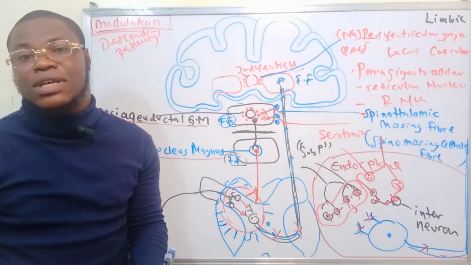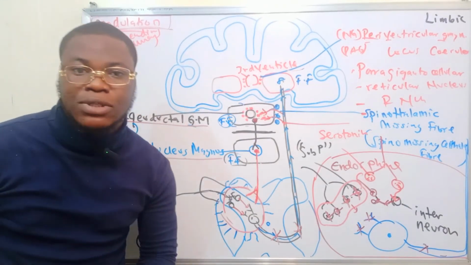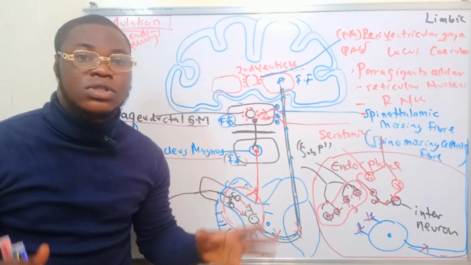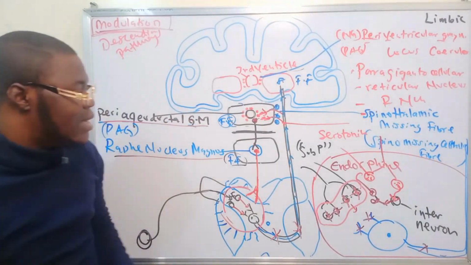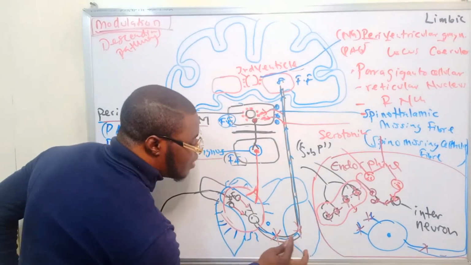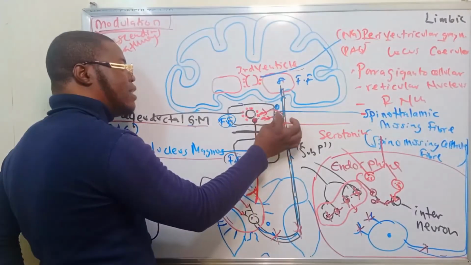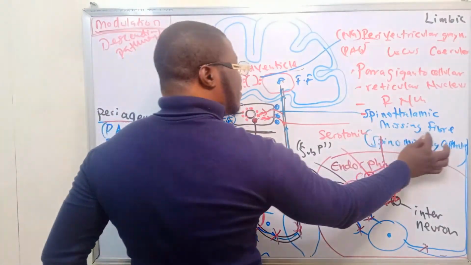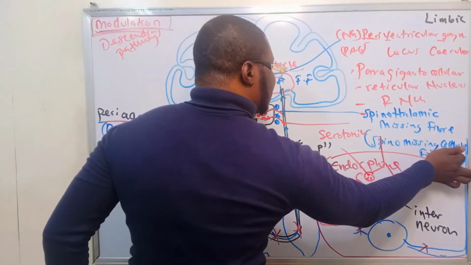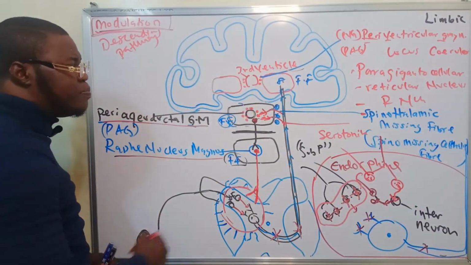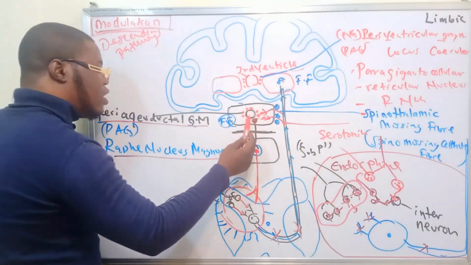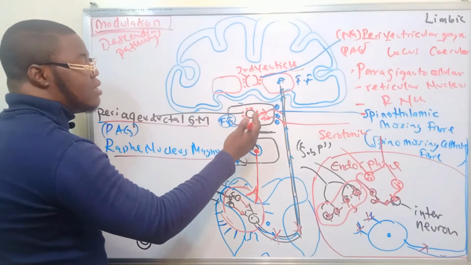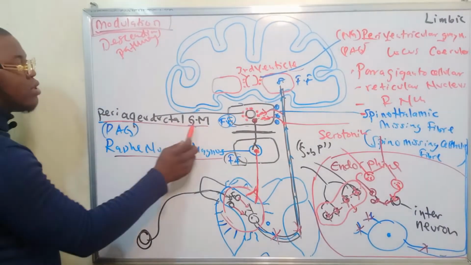And now to understand better, let me explain just one more time. This is what happens in the modulation aspect, the descending pathway. The point is that as the spinothalamic tract fibers are rushing upward, they give off branches called spinomesencephalic fibers. And the spinomesencephalic fibers are going to stimulate the fibers of this periaqueductal gray matter.